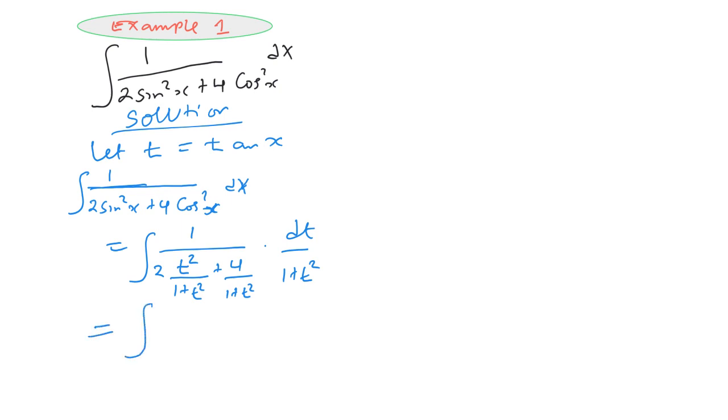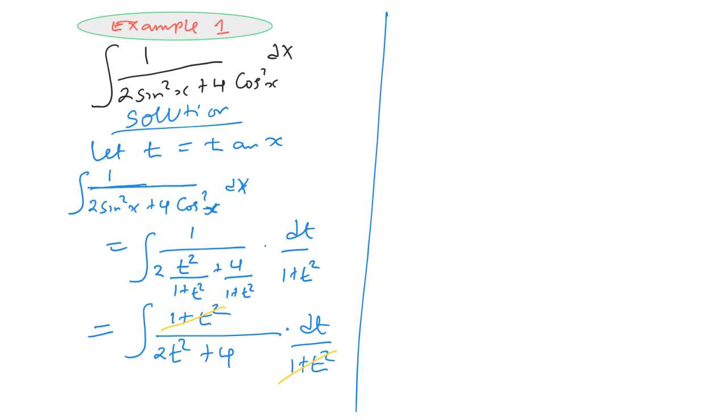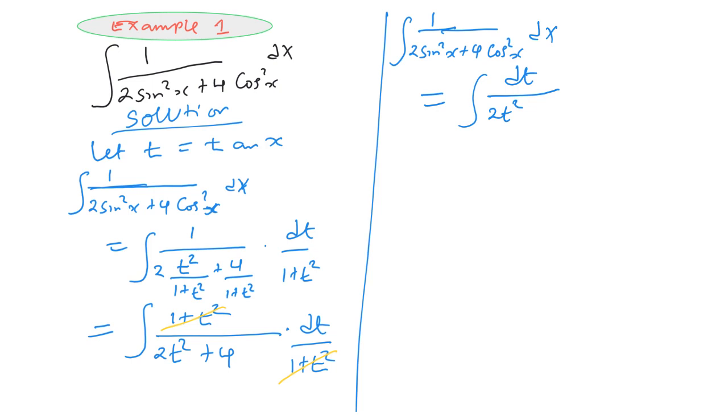This will be the integral of 1 plus t squared over 2t squared plus 4, then times dt over 1 plus t squared. At this stage, the 1 plus t squared cancels out. So where do we go next? This is where it takes us. We have the integral of 1 over 2 sine squared x plus 4 cos squared x, dx, taking us to the integral of dt over 2t squared plus 4.